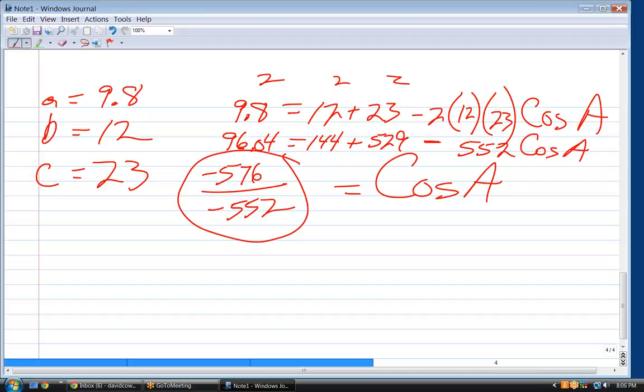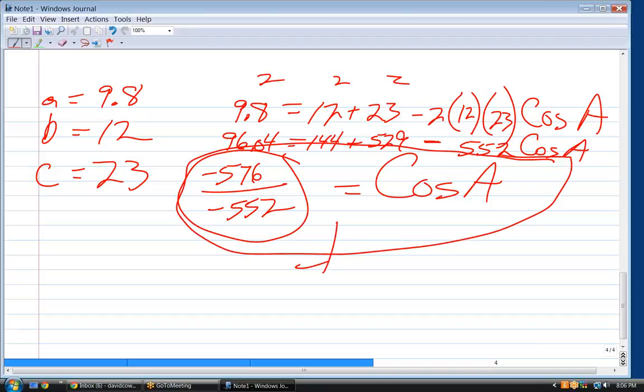Oh, yeah. And that's all you need. You don't even need to do anything further. Once you get to this step right here, you're done. Okay. It's impossible.